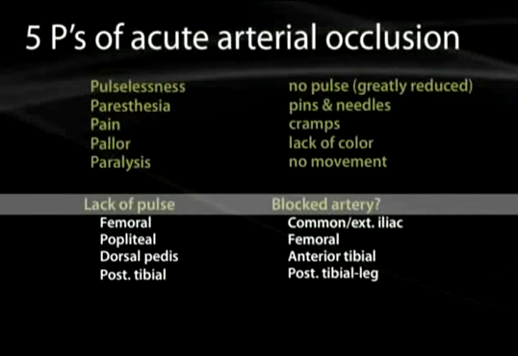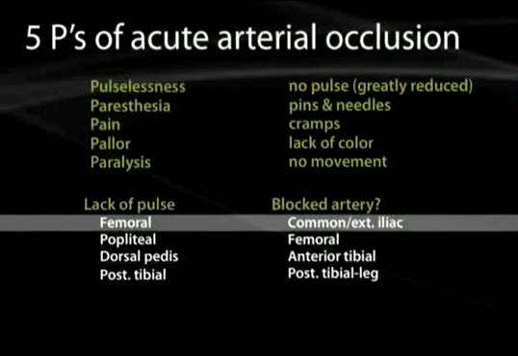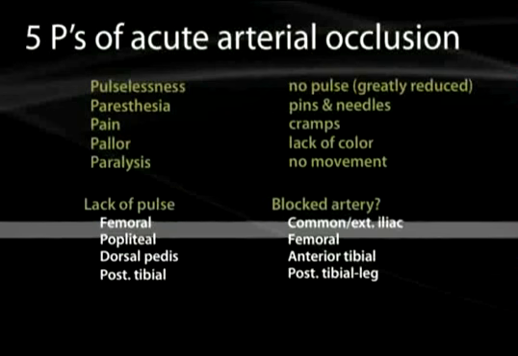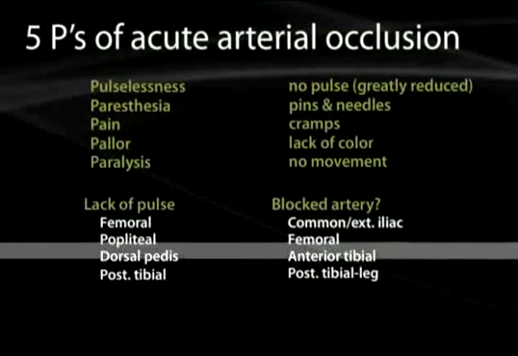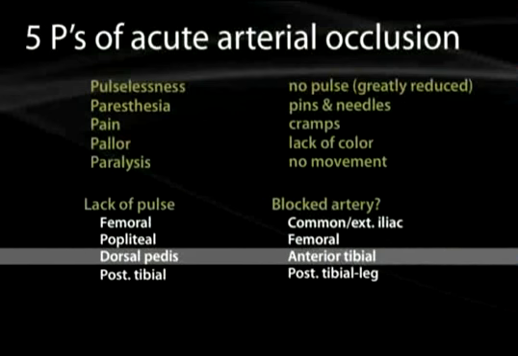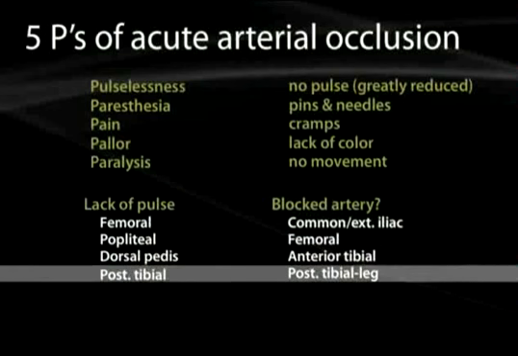So when there's a lack of pulse, think of a blocked artery, just like we did in that earlier question. If the femoral pulse is blocked or has no pulse, think of the external iliac or the common iliac. If the popliteal is blocked, go back one level and think of the femoral for a pulse. Is it blocked? If the dorsalis pedis is blocked, think of the anterior tibial, which gives off the dorsalis pedis. And if the posterior tibial is blocked, think of the posterior tibial in the leg being occluded.